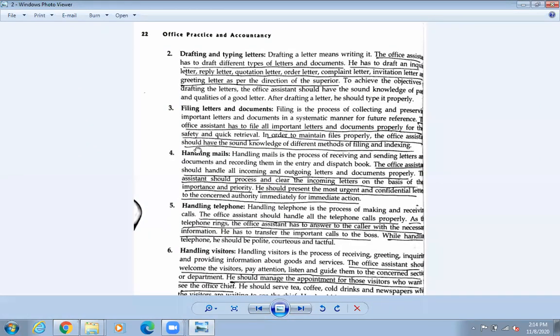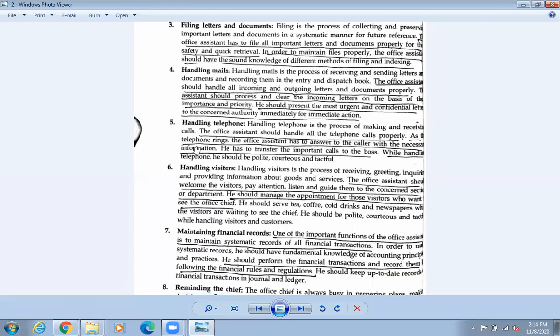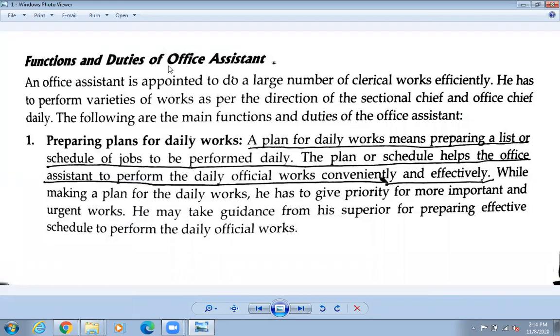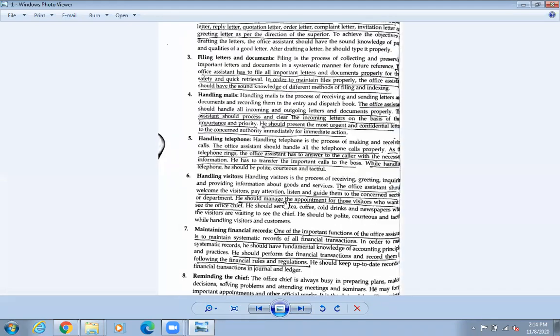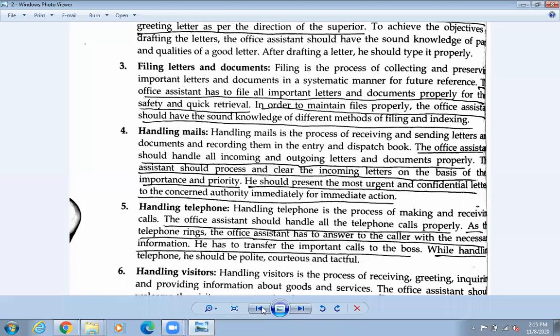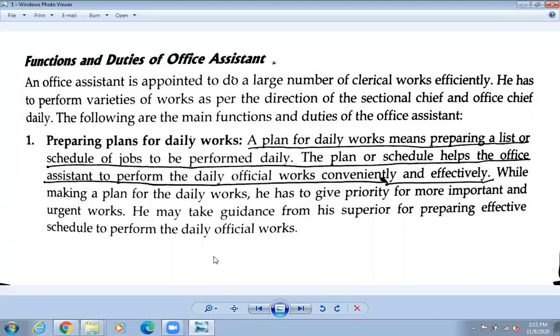You need to write down 7 points. That means the functions and duties of the office assistant, from 1 to 7, write the underlined words. So please take a screenshot, I will send you. Either take the screenshot or underline it quickly. Okay, so take the screenshot and make the notes.